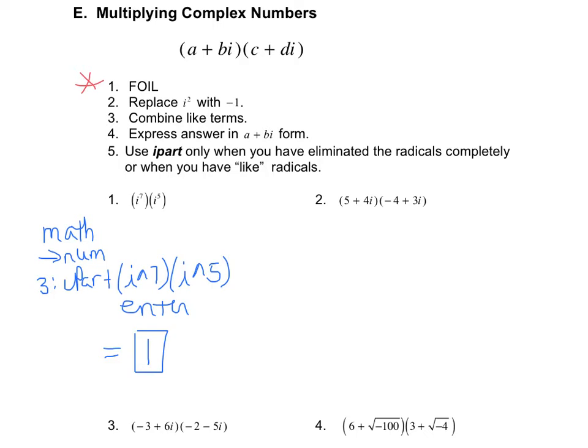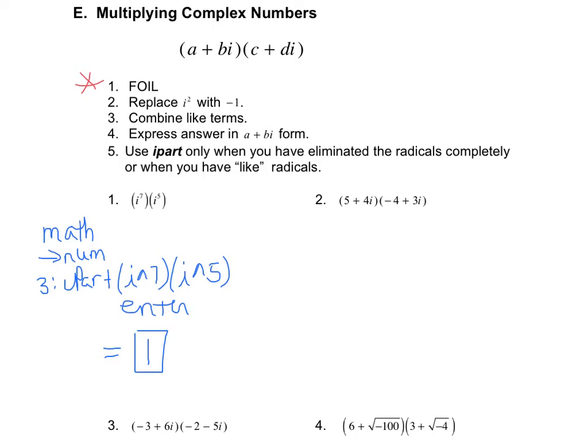Alright, with number 2, we actually could do FOIL or we could do I part. But just in case you don't have your graphing calculator with you, we're going to do FOIL first, and then you can check it doing I part. Alright, so here we go. First, outer, inner, last, combine like terms.